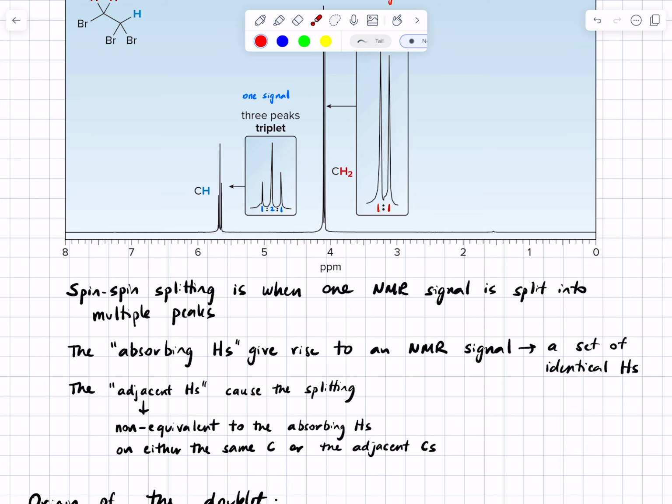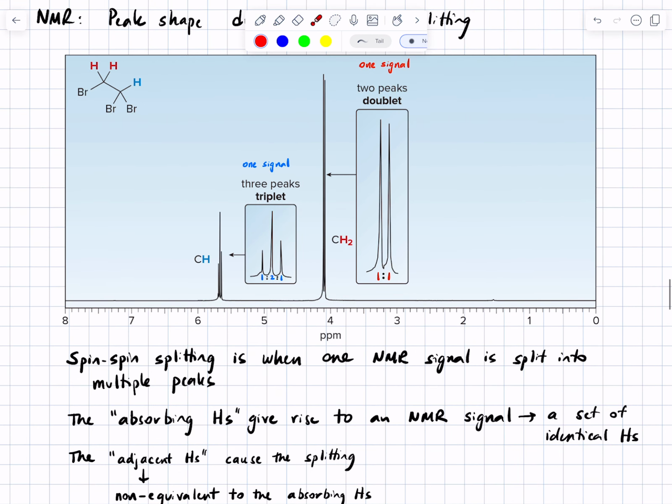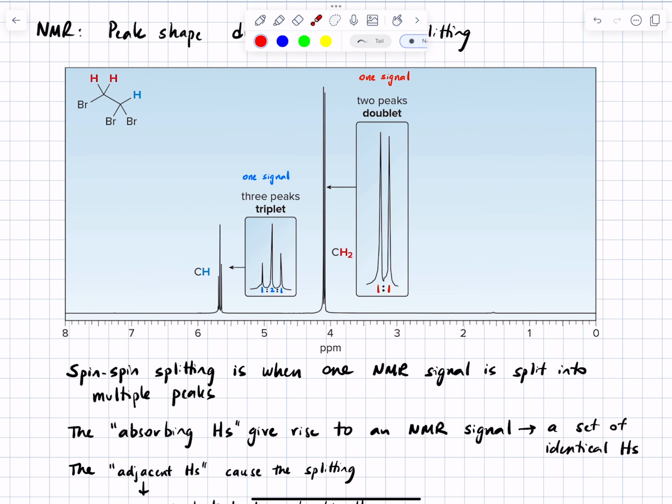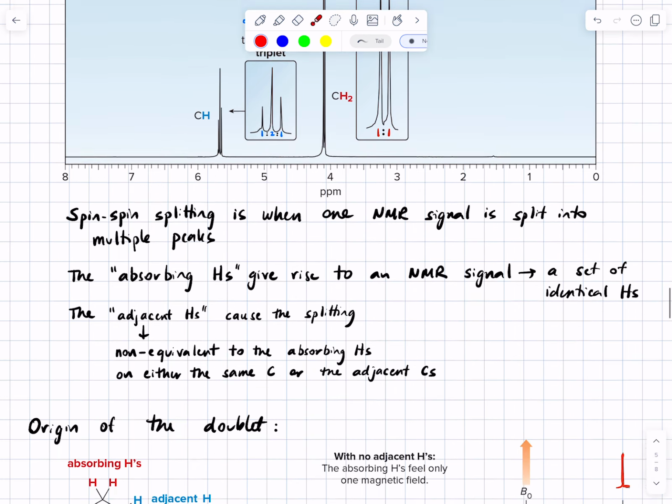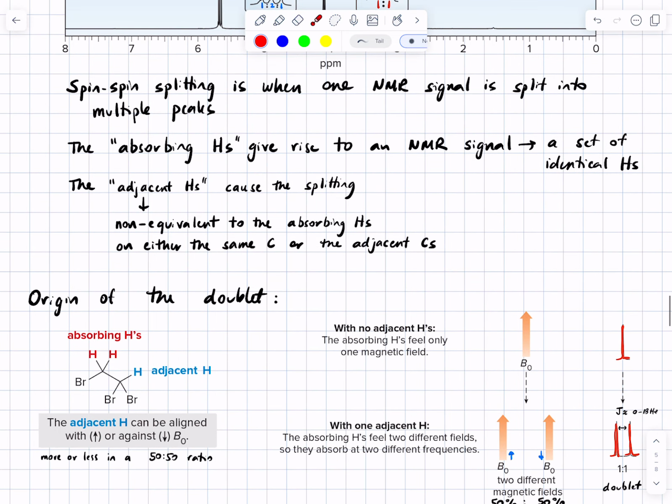So, what adjacent protons cause splitting? These have to be protons that are adjacent, usually either on the same carbon or on adjacent carbons, but they must not be identical to the absorbing protons. Notice that the peak that represents this CH2 group is split into a doublet. The two red protons do not split each other because they are equivalent. And this is generally observed. Equivalent protons do not split each other.